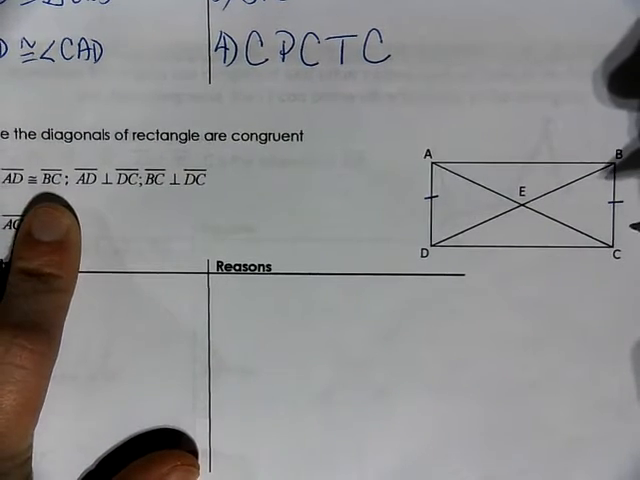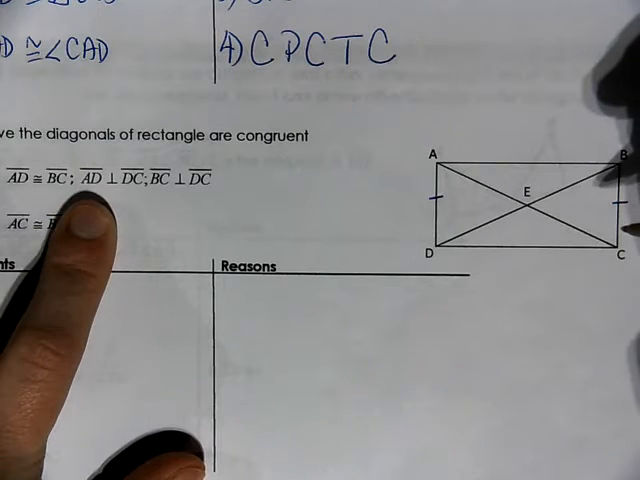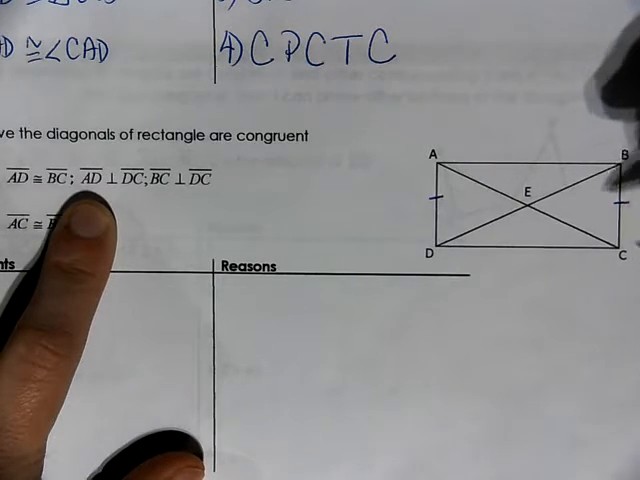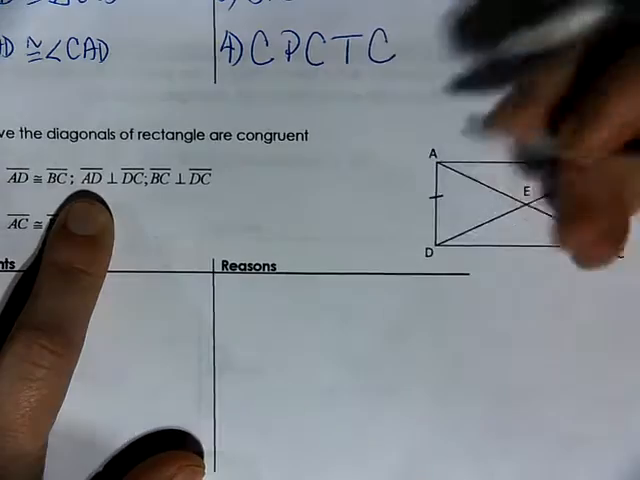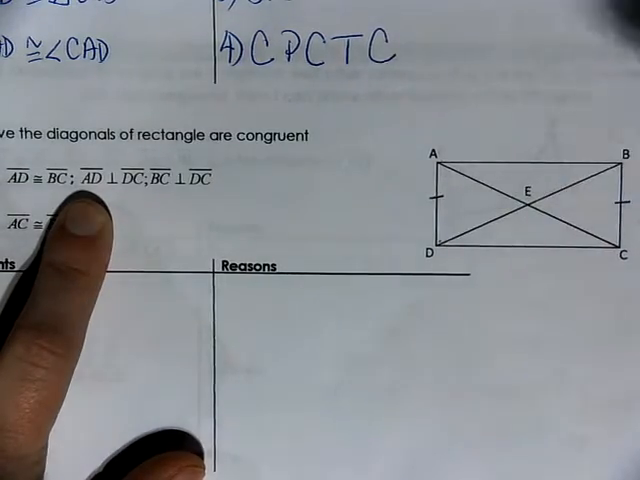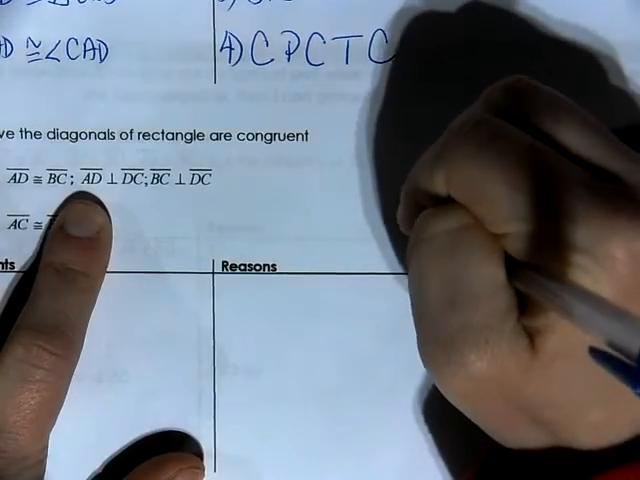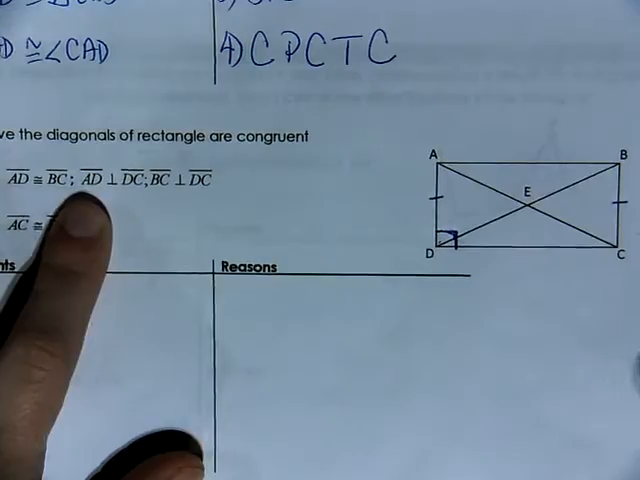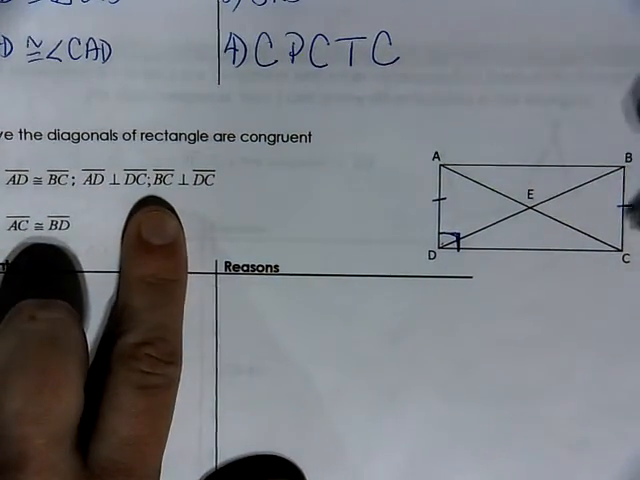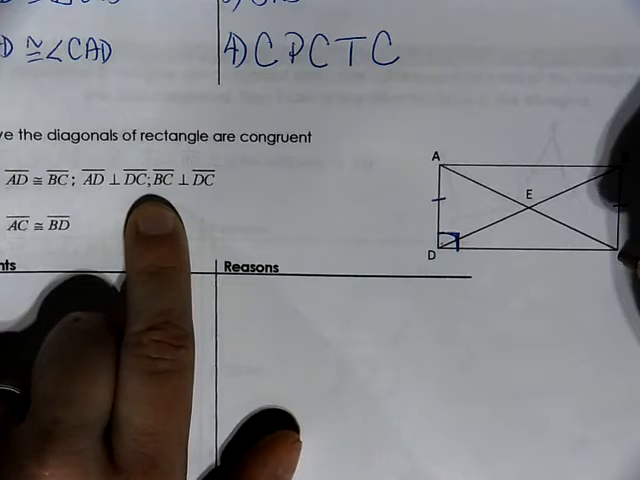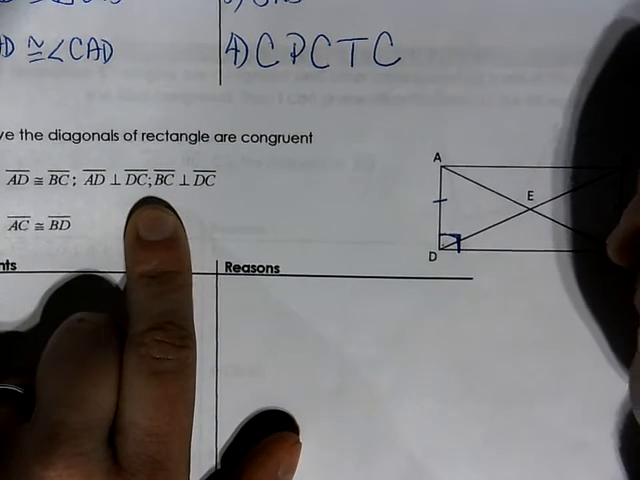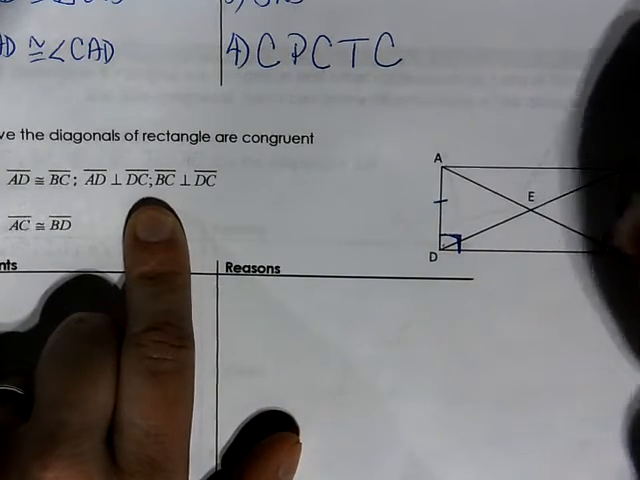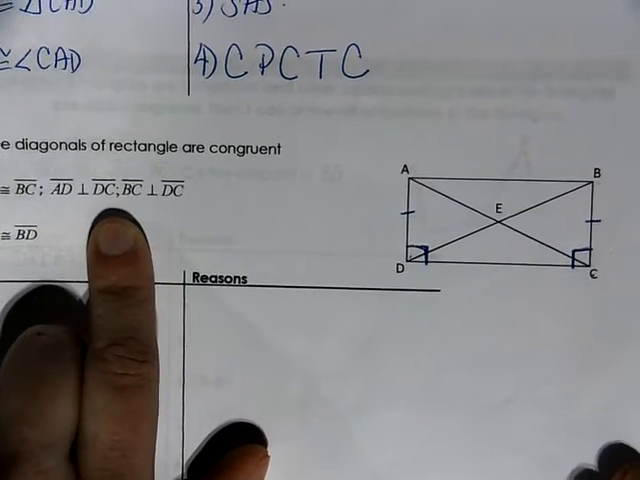Next, I am told that AD is perpendicular to DC. So AD is perpendicular to DC. So that is this entire angle right here. Then I'm told that BC is perpendicular to DC. So since they're perpendicular, that means that they will form right angles.